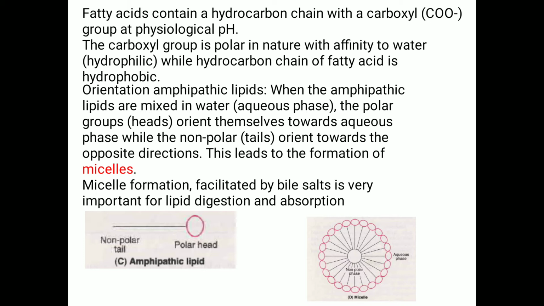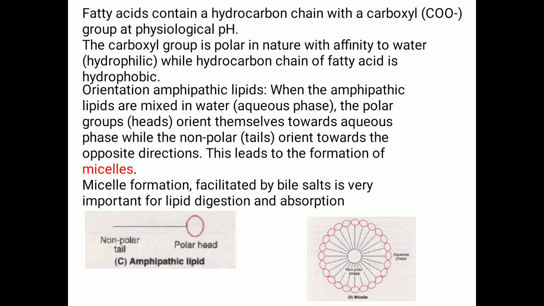This leads to the formation of micelles. Micelle formation facilitated by bile salts is very important for lipid digestion and absorption. If you see the picture here, on the left side you have a fatty acid with a non-polar tail and a polar head group. When you take a mixture of fatty acids and put them in water, what will happen? Micelle structures will be formed.